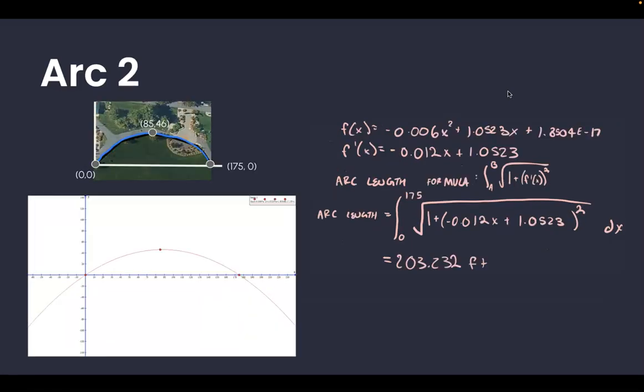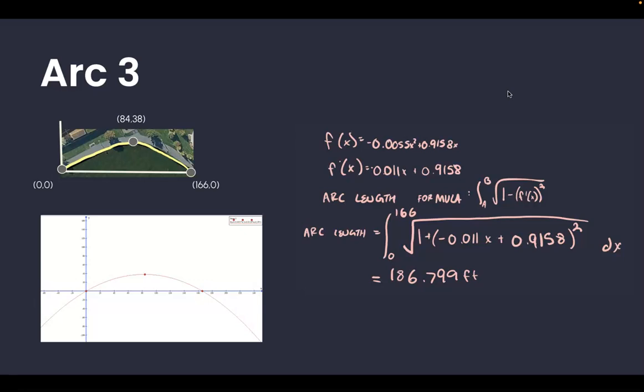For Arc 2, I did something very similar. For f of x, I got minus 0.006x squared plus 1.0523x plus 1.8504e to the minus 17. For f prime of x, I got minus 0.012x plus 1.0523. I used the arc length formula again, and I got an arc length of 203.232.